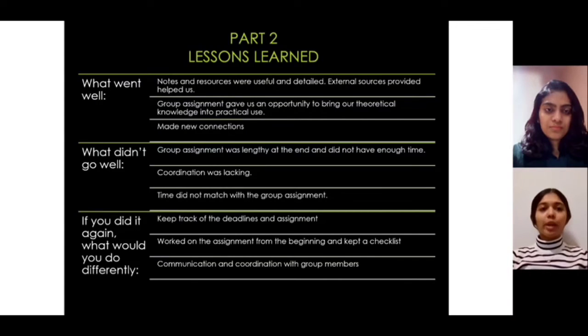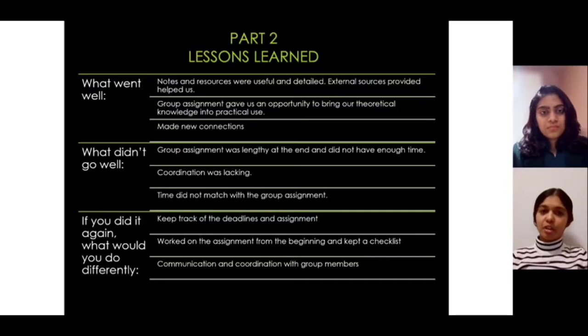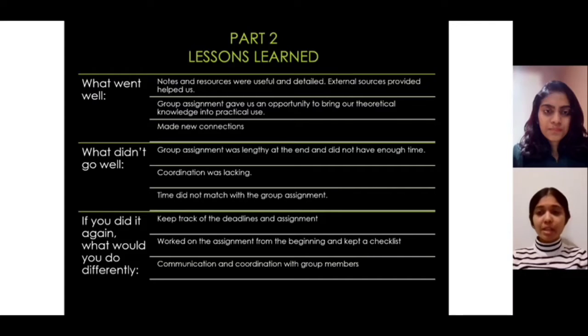Talking about what went well: the notes and resources were useful and detailed. External sources and links provided by the professor really helped us get in-depth knowledge of the concepts. Also, there were some in-class activities and situation-based questions where we had to work with our peer students and learn how to apply the concept in real-life situations. We got a variety of answers with that, and it was helpful for us.